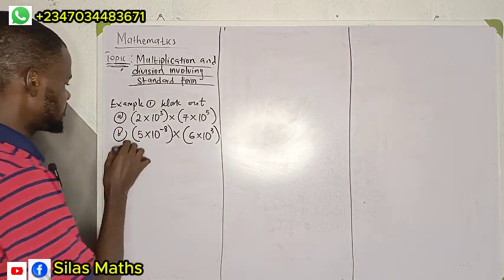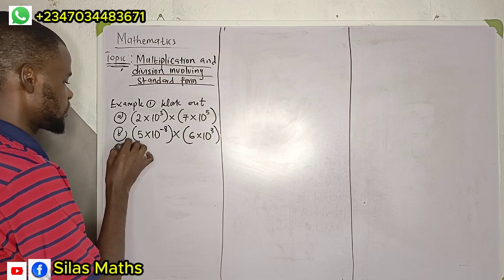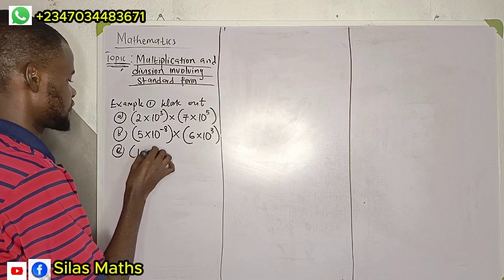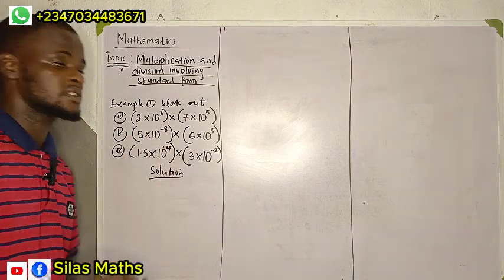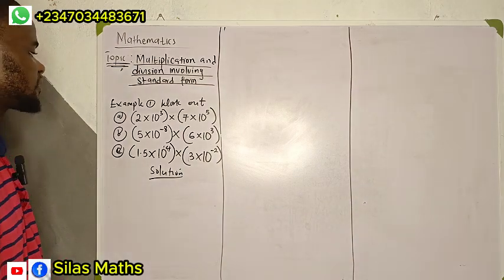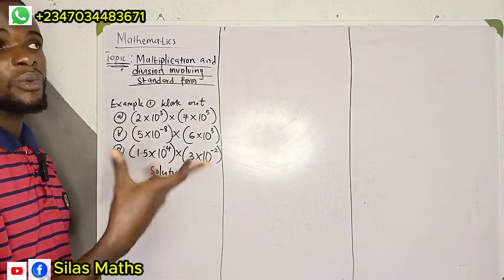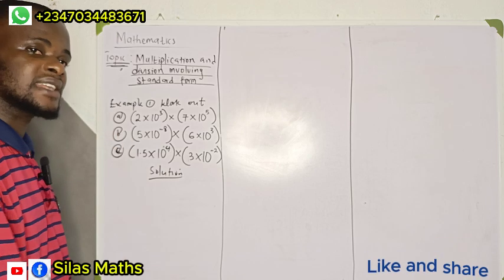Let me add one more. Let's take this last one for the multiplication part. Let's consider these examples. We should work out these operations on the board. So what do we do when we have this kind of expression and you are expected to leave your answers in standard form? Remember, when the problems are given to you in standard form, you are expected also to leave the answer in standard form.